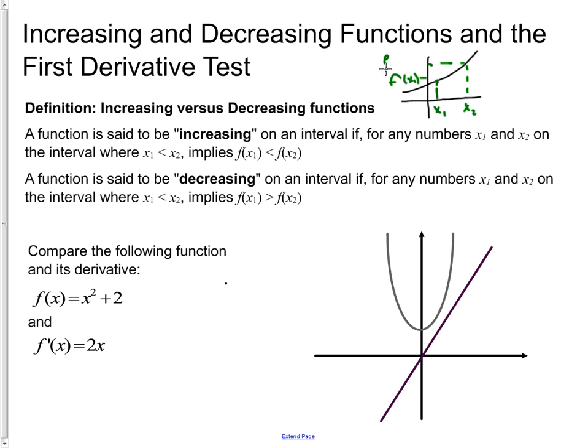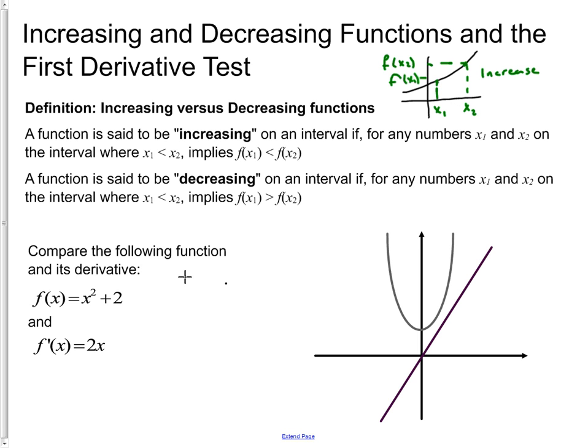And this would be true for any x1 and x2 points that we chose within the interval over which this function was increasing. So this is called our increase. By definition, as long as x1 is to the left of x2 and it implies that f of x1 is less than f of x2, the function is increasing. Likewise, a function is decreasing on an interval if for any two numbers where x1 is to the left of x2, f of x1 is greater than f of x2. And again, reverse this situation up here in green and you get the idea.